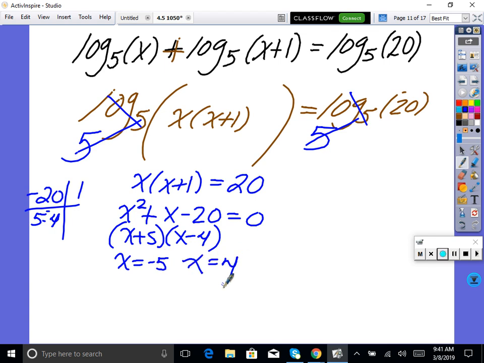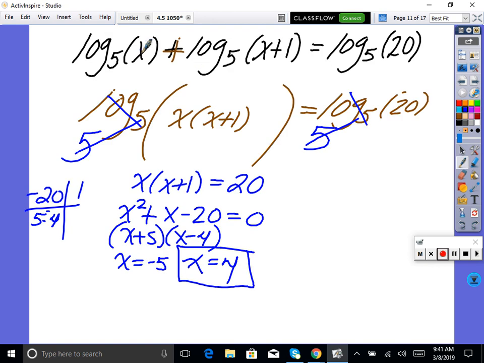Would either of those be extraneous? Negative 5. If I plug in negative 5, it would be negative inside a logarithm. Therefore, it's extraneous. So I'd only circle 4. Everybody understanding? Okay, doing good. All right.